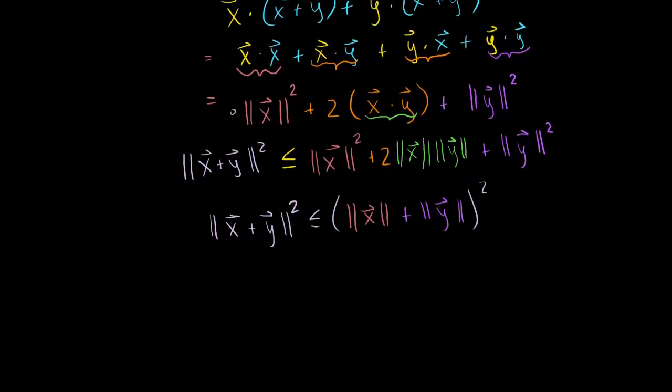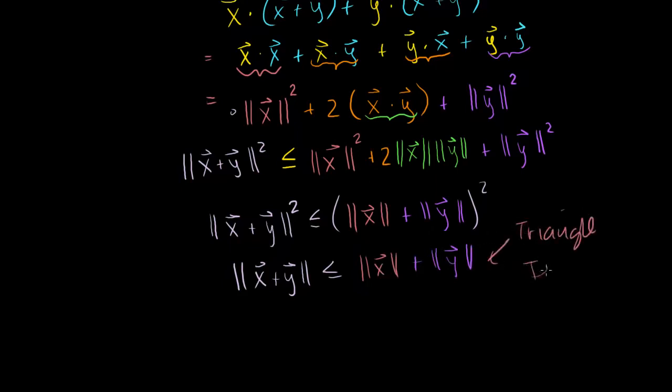And if we just take the square root of both sides of this, you get the length of our vector x plus y is less than or equal to the length of the vector x by itself plus the length of the vector y. And we call this the triangle inequality, which you might have remembered from geometry. Now, why is it called a triangle inequality?